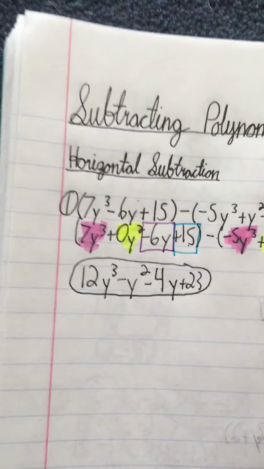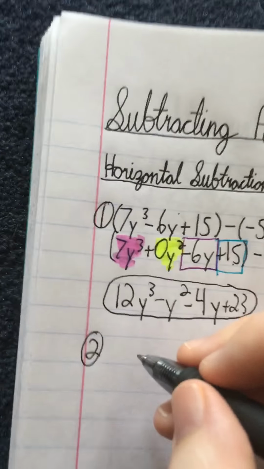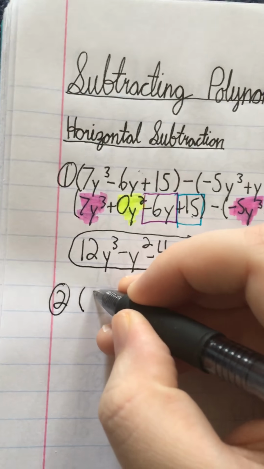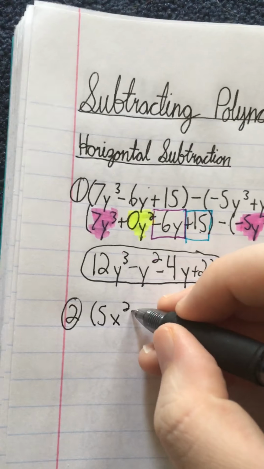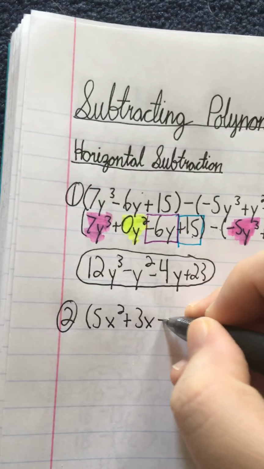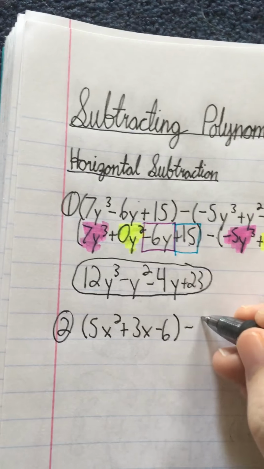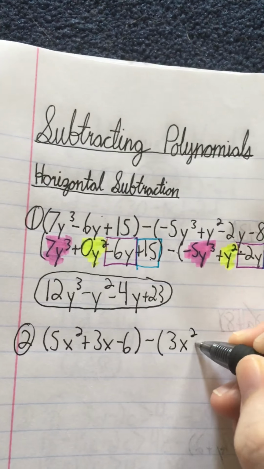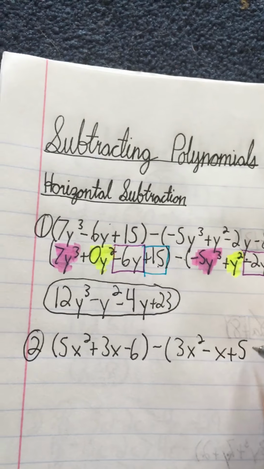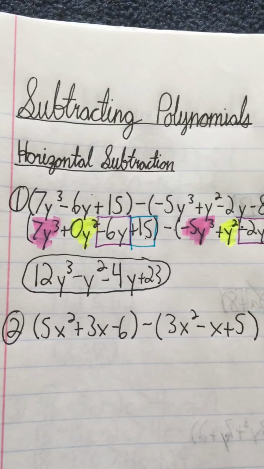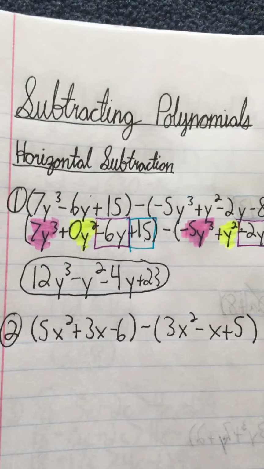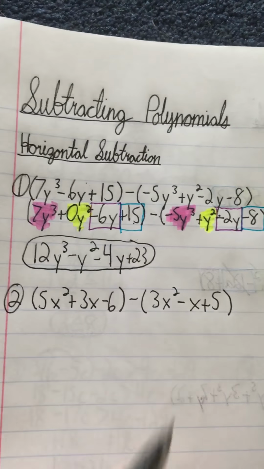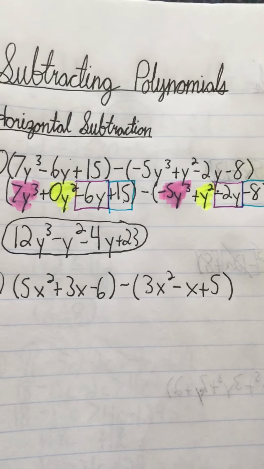Now, for this second problem, we're going to add a little twist onto the horizontal subtraction. So we have 5x squared plus 3x minus 6 minus 3x squared minus x plus 5. Now, what I mean by little twist is that I'm going to change this into an addition problem by using the distributive property.